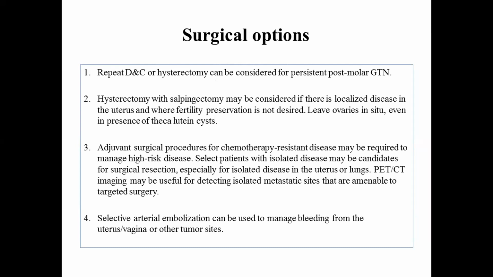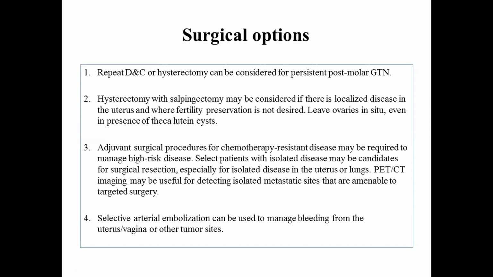For post-molar GTN, we can use either repeat dilatation and curettage or a hysterectomy. Hysterectomy with salpingectomy may be considered if there is localized disease in the uterus, that is stage one, and where fertility preservation is not desired. Leave the ovaries in situ even in the presence of theca lutein cysts.